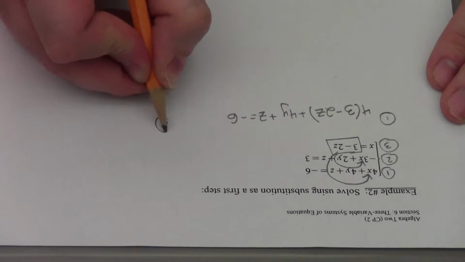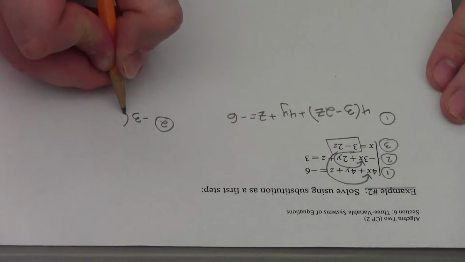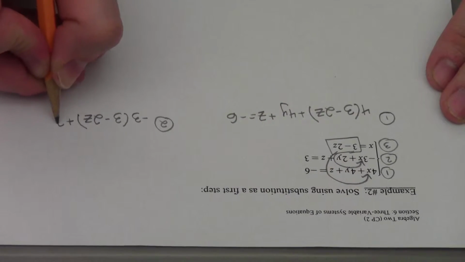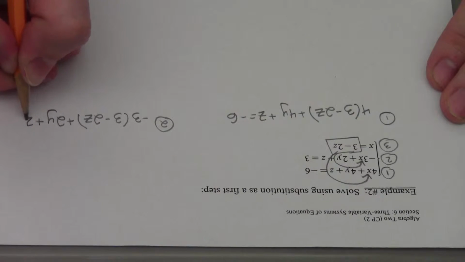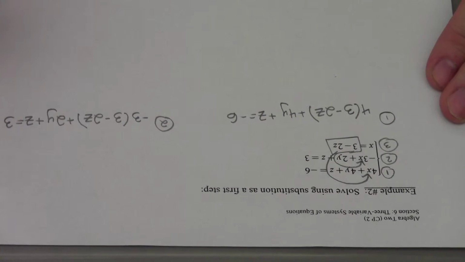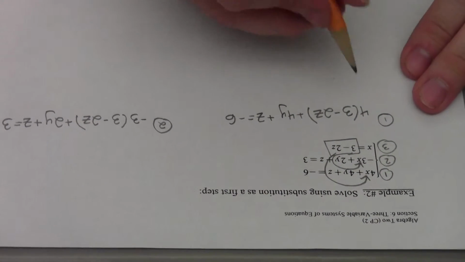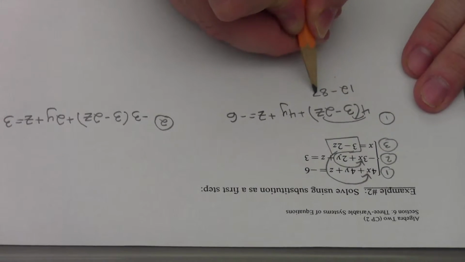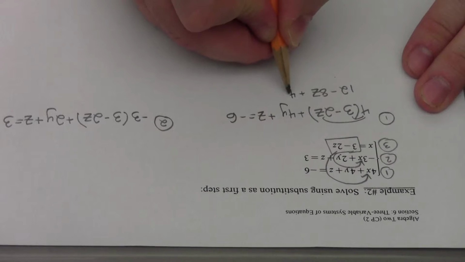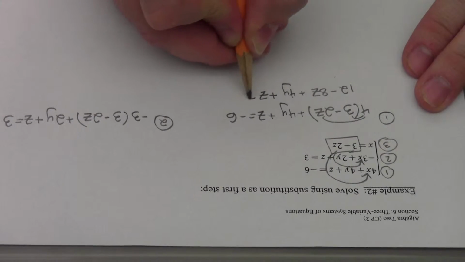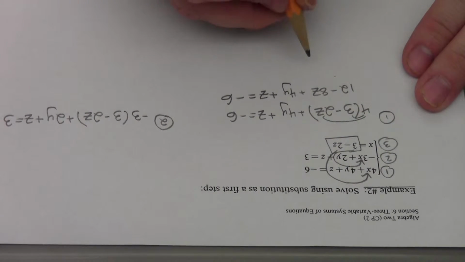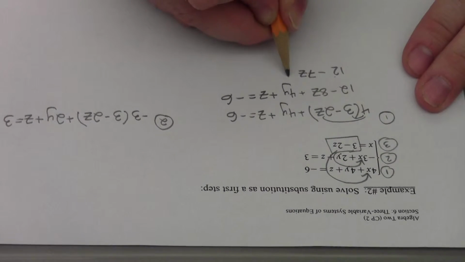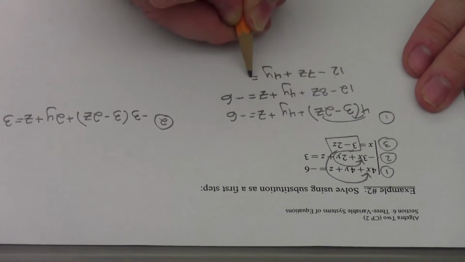And my second equation, when I plug in, gives me negative 3 times, in parentheses, 3 minus 2z plus 2y plus z equals 3. Let me focus on that first equation right now. I'm going to distribute that 4. 12 minus 8z plus 4y plus z equals negative 6. Combining like terms, I get 12 minus 7z plus 4y equals negative 6.